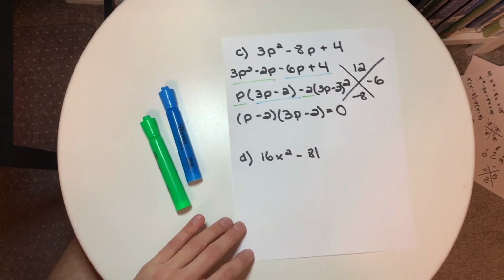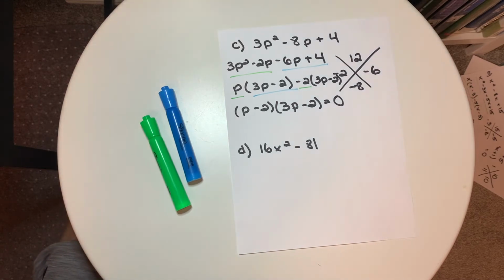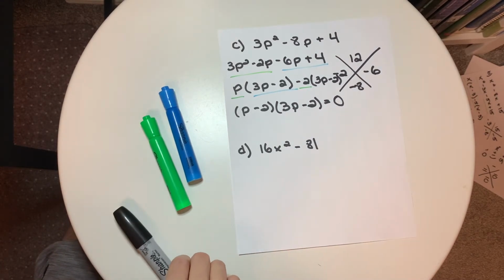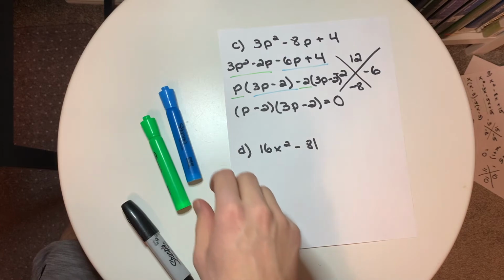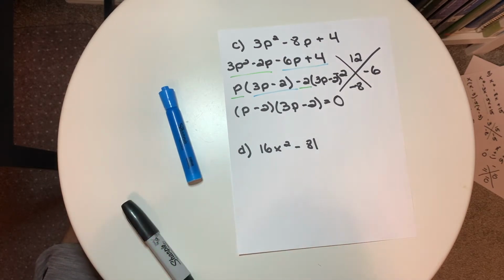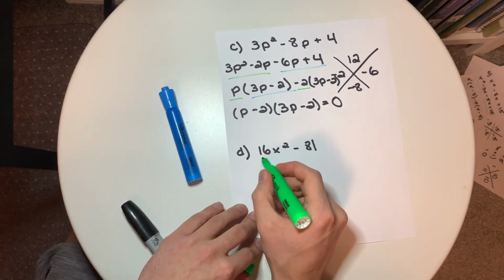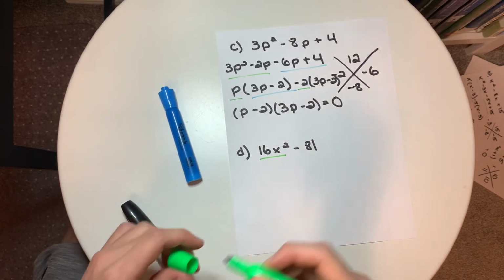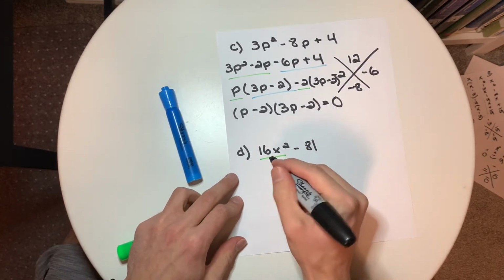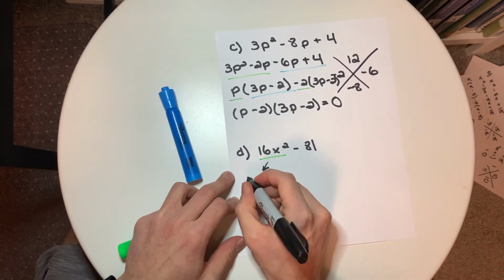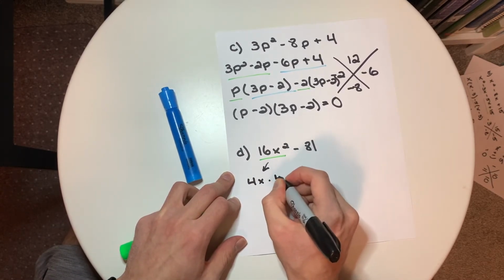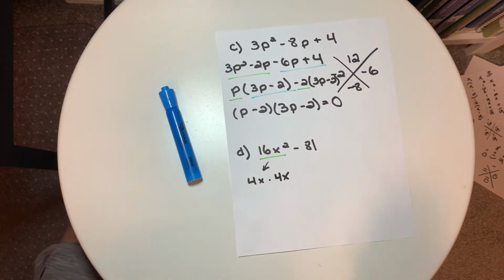All right, and then our last problem actually brings up a really unique scenario. What we call these problems is a difference of squares. And what we mean by that is that we can have perfect squares on both of our terms. So for this one, we can actually say that this term breaks down into 4x times 4x, because 4 times 4 equals 16, and x times x equals x squared. And then when you combine them together, that's going to give you 4x times 4x, which is 16x squared.